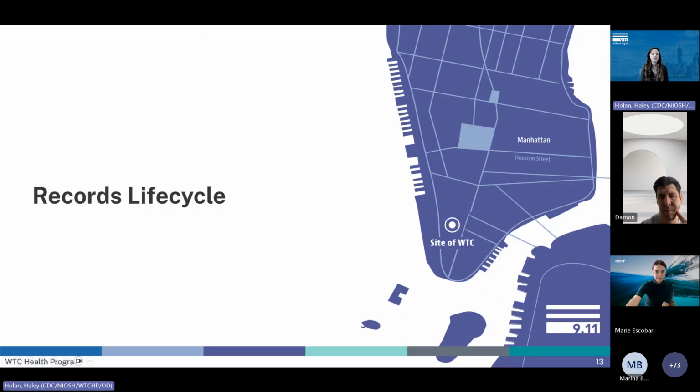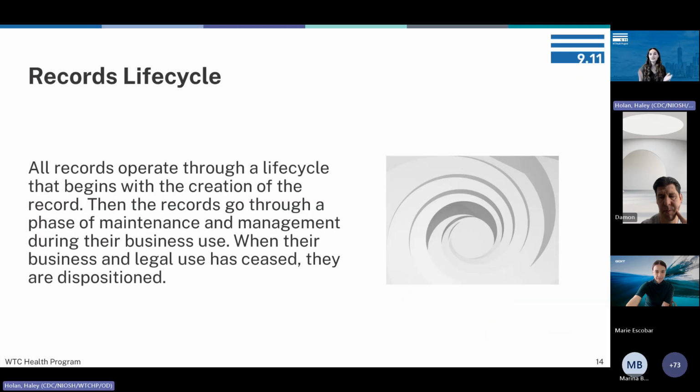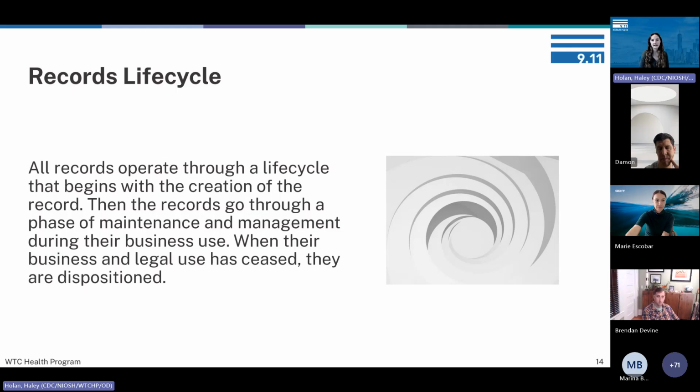Next, we're going to talk about the record's life cycle. So all records operate through a life cycle that begins when the record is created. Then the record needs to be maintained and managed. And then once the business and legal use of that record ceased, it's time to disposition that record. So that was a lot of jargon. We're going to walk through what all that means in the next couple slides.